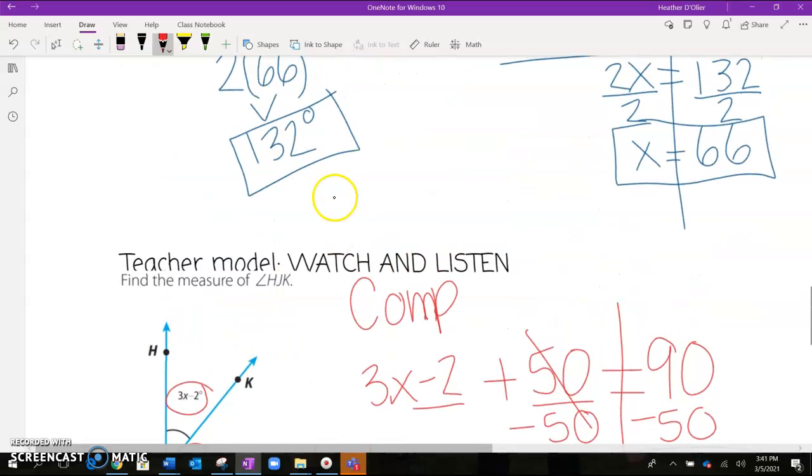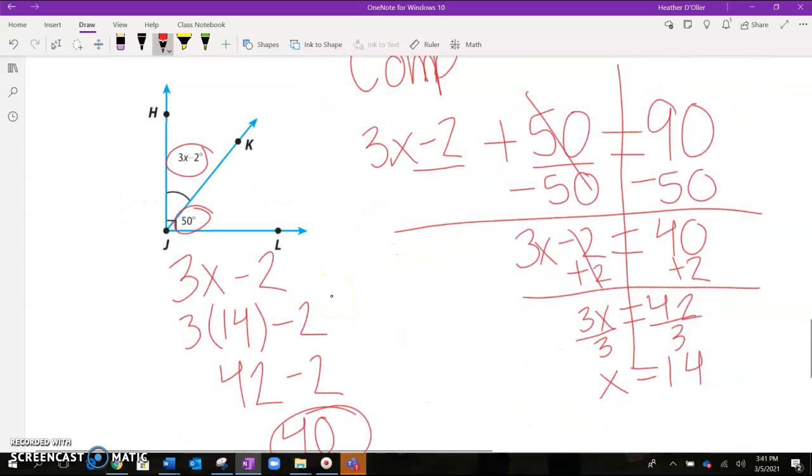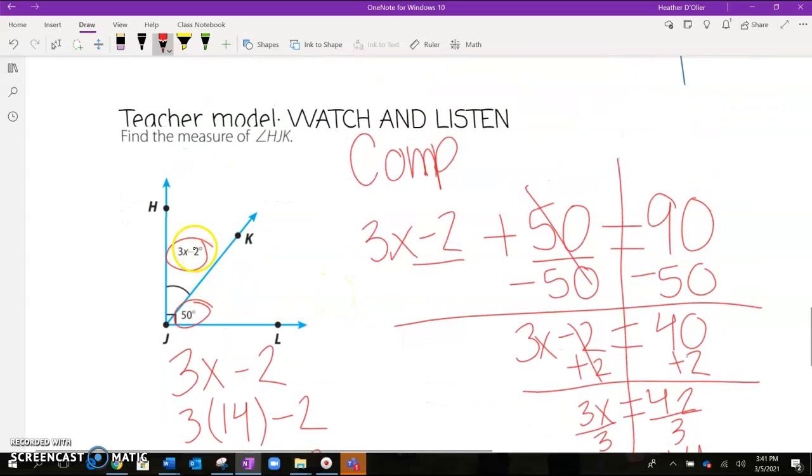Because remember, the question may ask you something else. Right here, it only asked for HJK. So if this was the problem you were working on, you could have just said 40. You could have even looked at this and been like 50 plus 40 is 90, Miss Dolly, I don't need to do all this math. But some of these questions are going to ask you to solve for x, and they may ask you to do both. That's why I modeled it both ways.